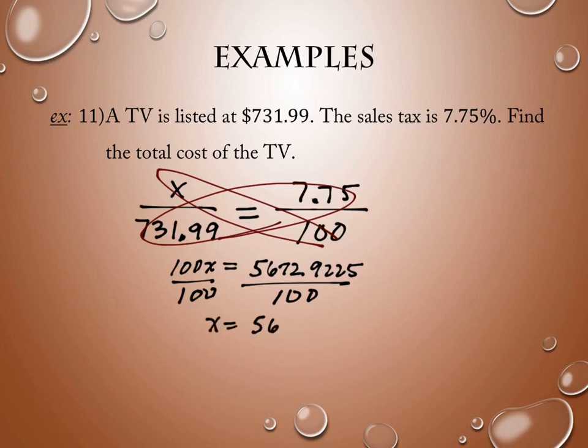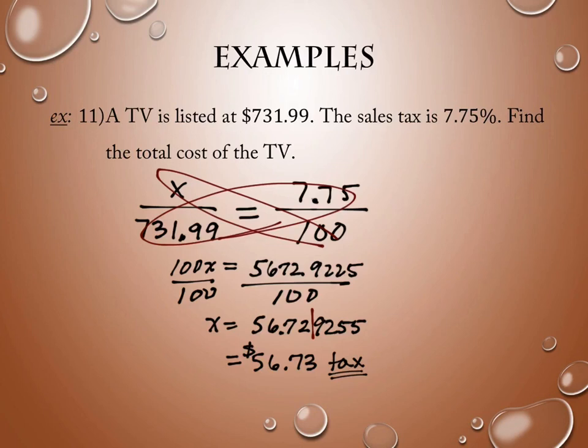So it's 56.729255. This is money, so they don't really need to tell you to round. You know you have to, right? Our coins stop at the cent, so we have to round to 2 decimal places, and we will round this one up, so it's $56.73. What is the $56.73? That's the tax. Is that what I was asked to find?